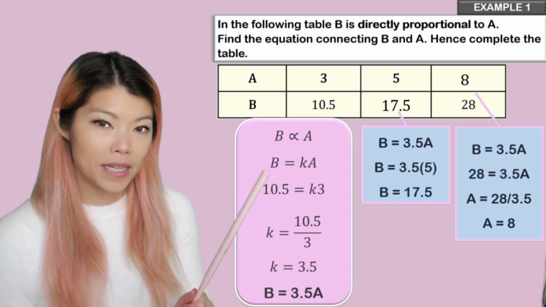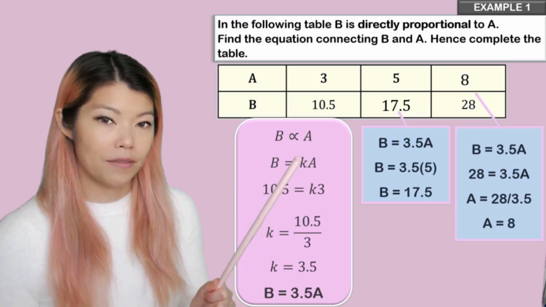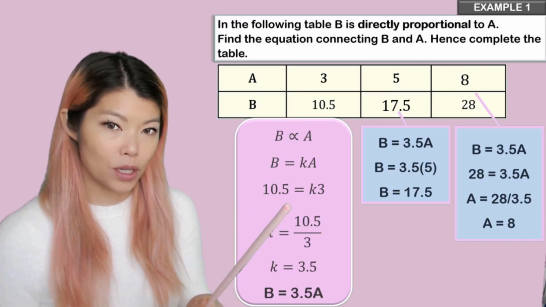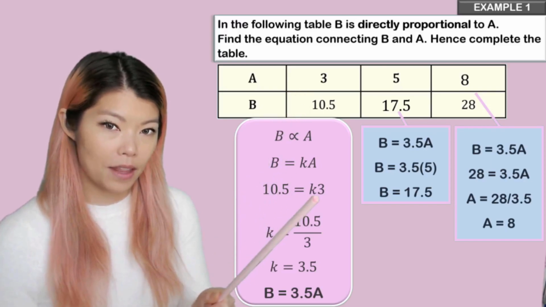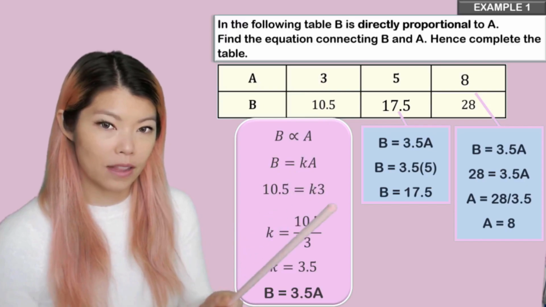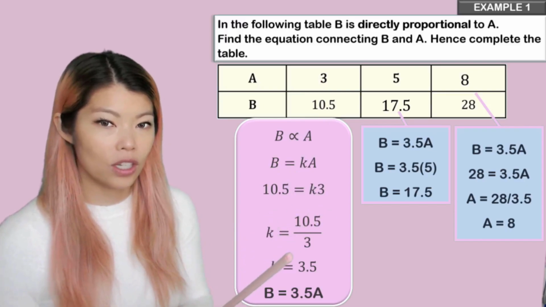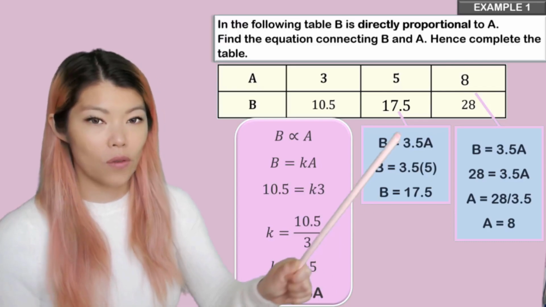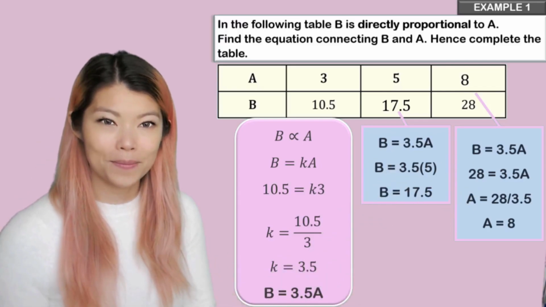So recap, write down B equals KA, figure out what K is by using one of the coordinates. Make sure you plug in B as B and A as A, the right values, and then when you rearrange you get what K is, and once you have K you have the equation, and you can use the equation to find out other answers.